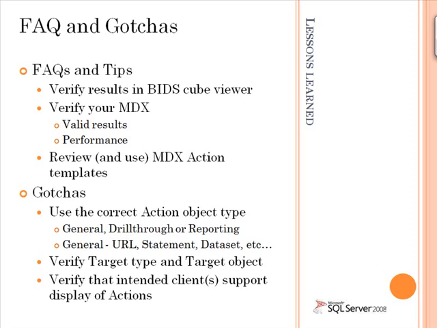You want to verify the target type and the target object for each action, and those would include items such as measures, dimensions, hierarchies, and so on. And importantly, you're going to want to make sure that whatever end user client applications you intend to work with in your cube support the display of actions. It's a very, very important consideration because certain action types are supported in certain clients, and you're going to want to verify this before you take the time and trouble to create these custom actions in your cube. And now let's go to the screencast.